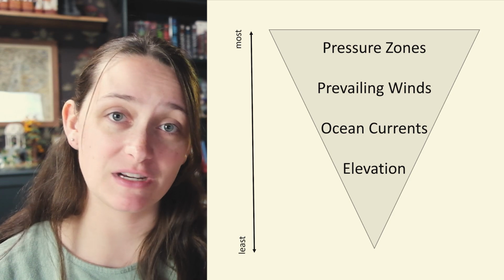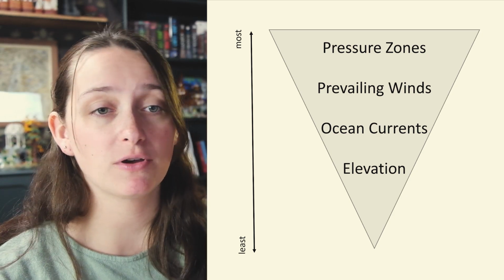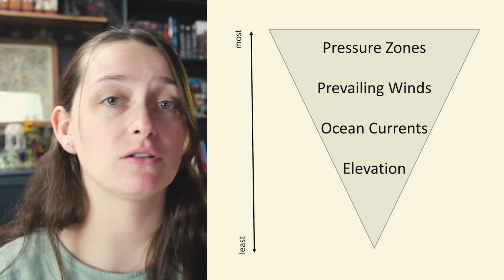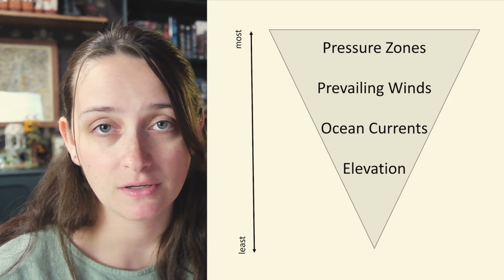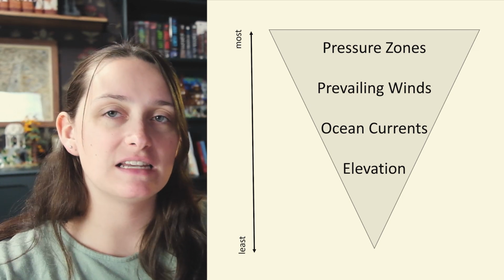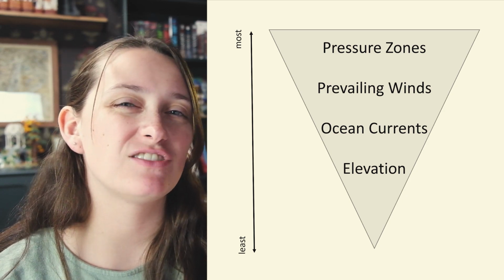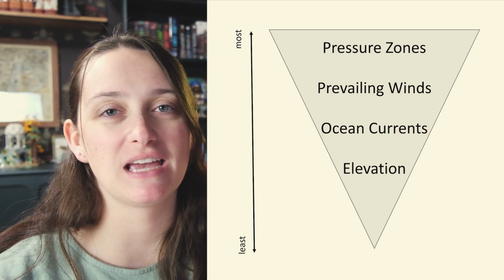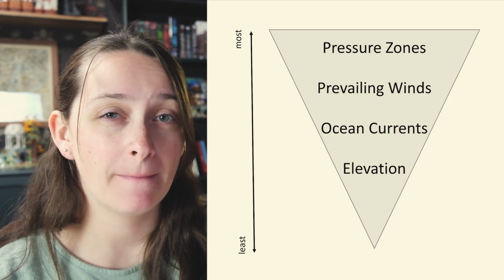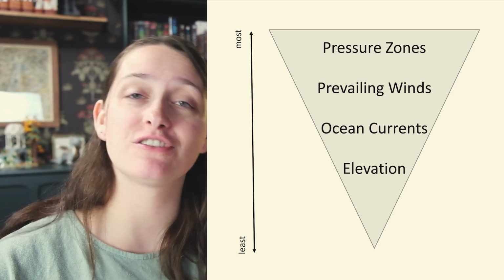And then the next one is ocean currents. Warm currents will bring more precipitation, while cold currents will bring less. These will obviously affect coastal regions the most. You will also see areas of significant ocean upwelling will tend towards less precipitation, and areas of significant downwelling will tend towards more precipitation. And then last is elevation.